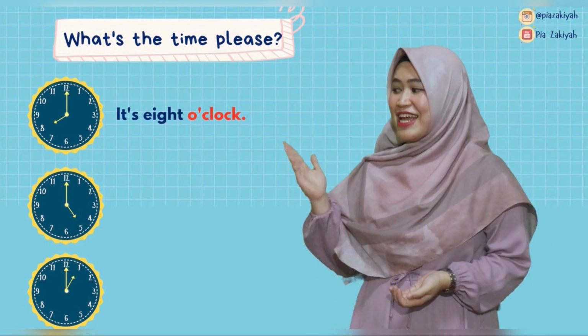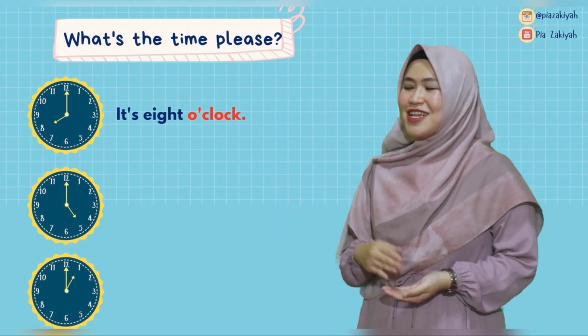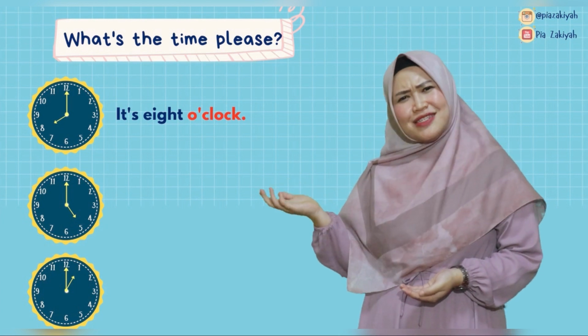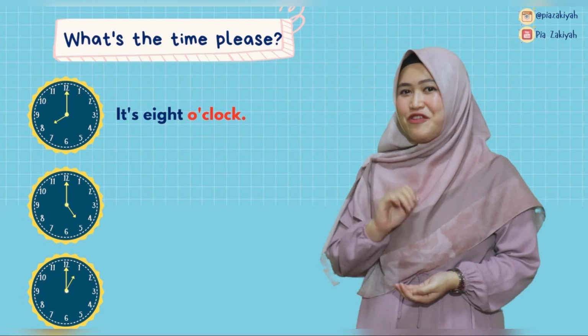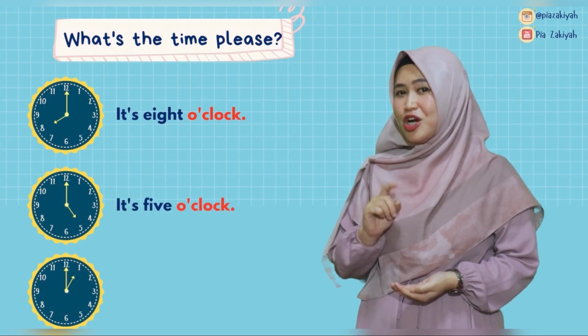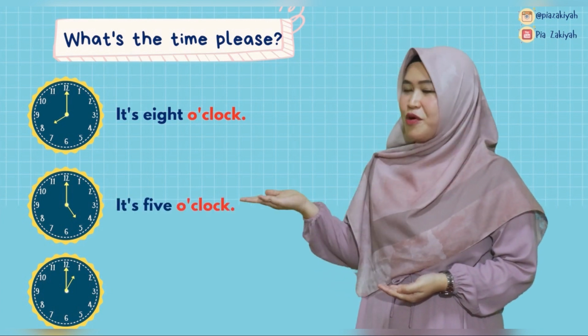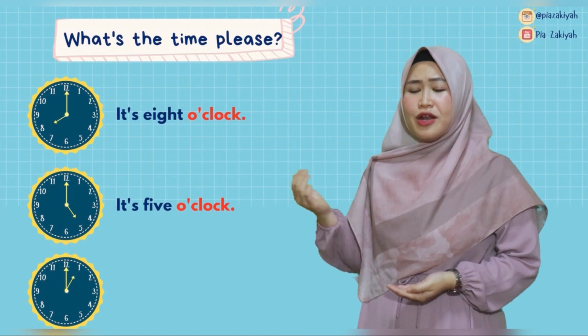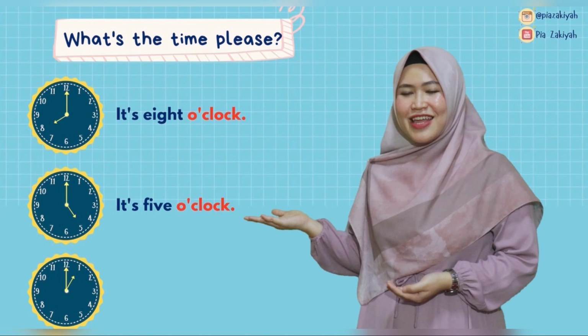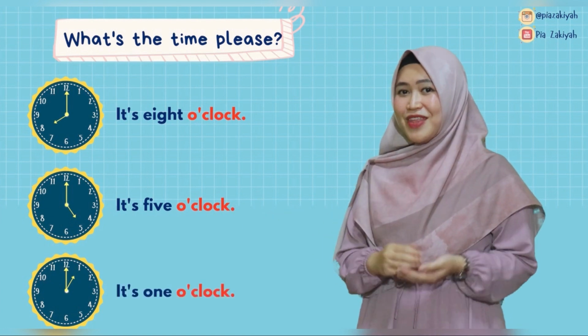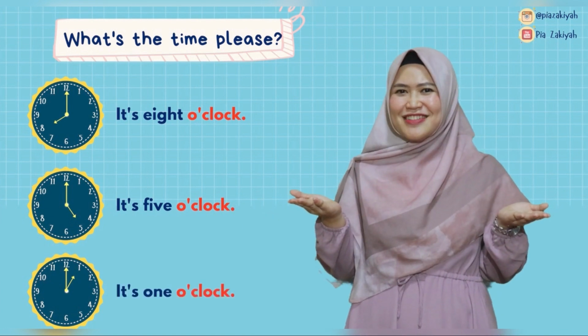We will see the second and the third clock. The second clock, what's the time, please? Yes, it is 5 o'clock. Because the short hand shows us number 5. And then what about the third clock? What's the time, please? It is 1 o'clock. Can you do it? It's easy, right?